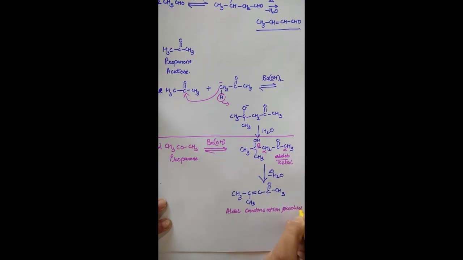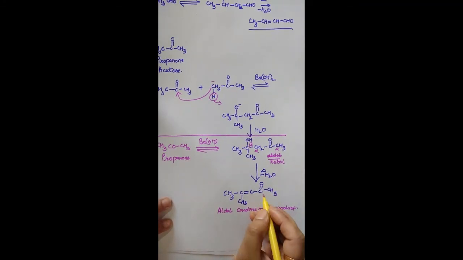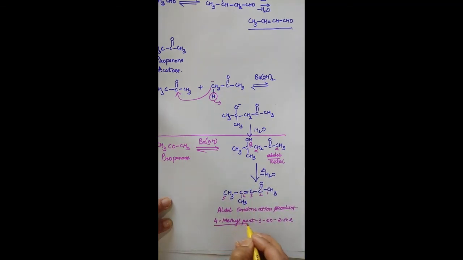the aldol condensation product, and here we can name it. At the fourth position, you have methyl. So this is first, second, third, fourth. So at the fourth position you have methyl, and these are 5 carbons, so pent. At the third position you have ene, and at the second position you have one. So 4-methylpent-3-en-2-one is the IUPAC name of this compound, and this is an alpha beta unsaturated compound.